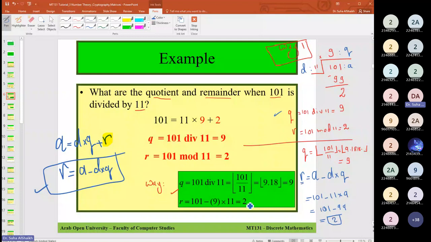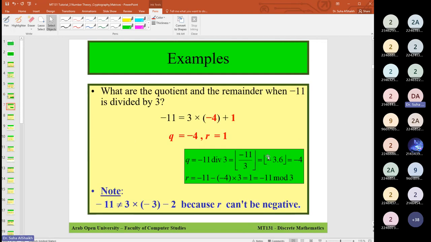Okay? So 101 div 11 is 9, and 101 mod 11 is 2. We call this way 2, the second way of solving. And usually way 2 is more common. We can use it whether the numbers are positive or negative. You can see this in this example.